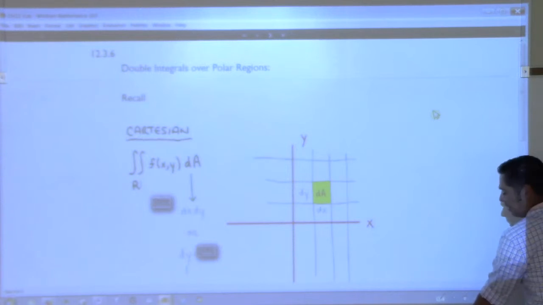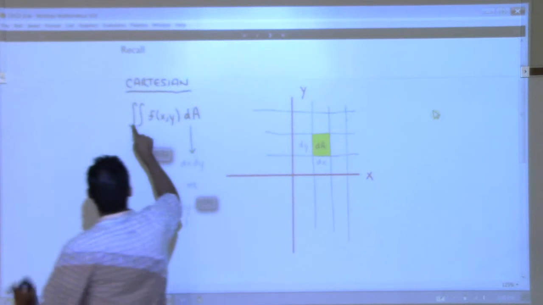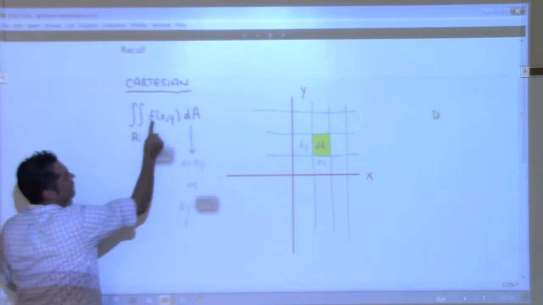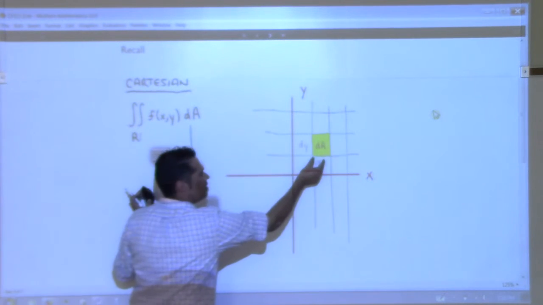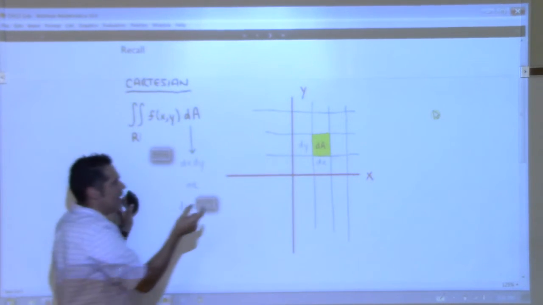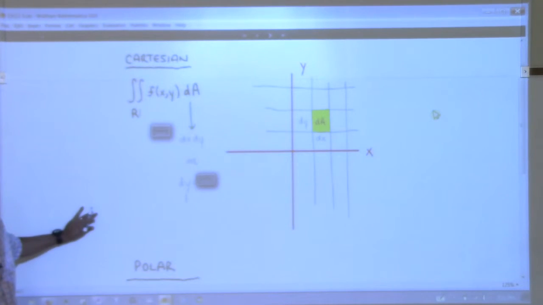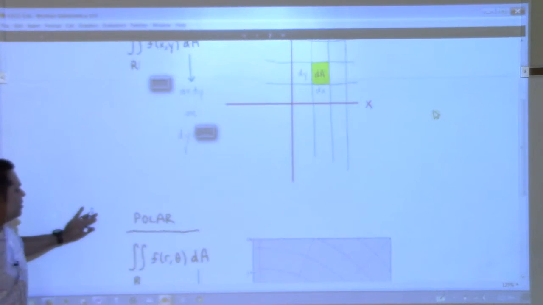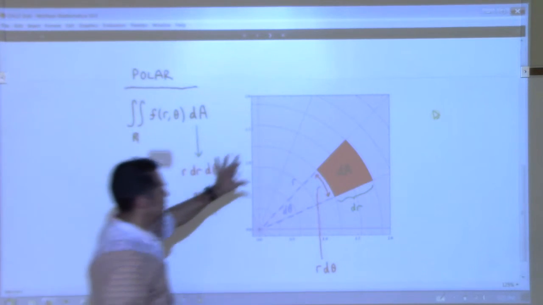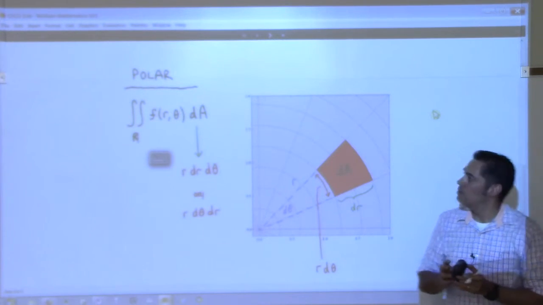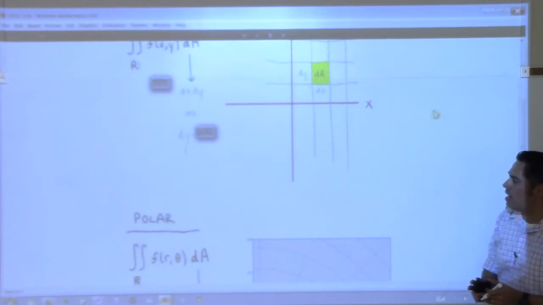So let's revisit something from Cartesian. Remember when we were setting up the double integral in Cartesian? We said double integral over a rectangle of the function of x and y with respect to area. And remember this dA came from the idea of this little infinitesimal patch where it was like dx times dy, that's dA, right? Now what we want to do is think about this more from a polar perspective. So the things on the ground are no longer little rectangles. Back up here, it's like a rectangular grid, isn't it? A polar grid does not look like a rectangle.